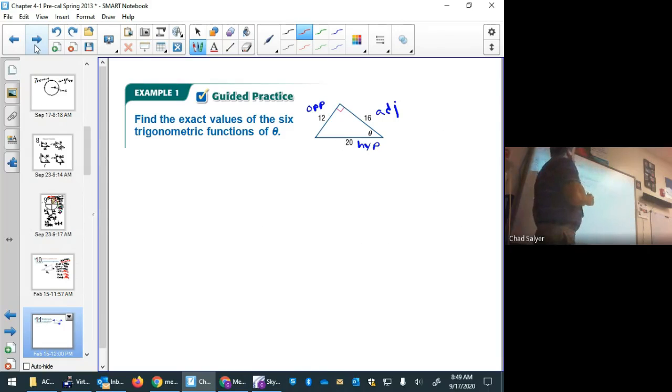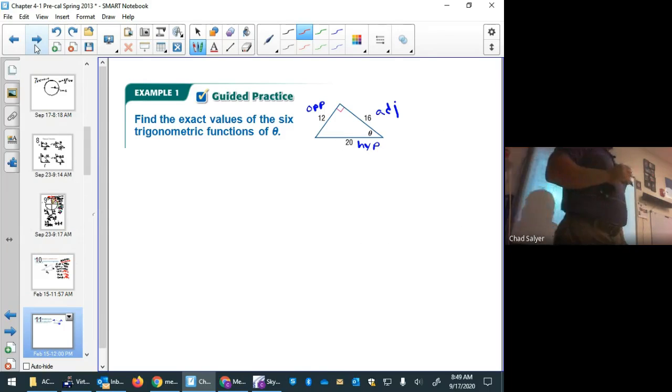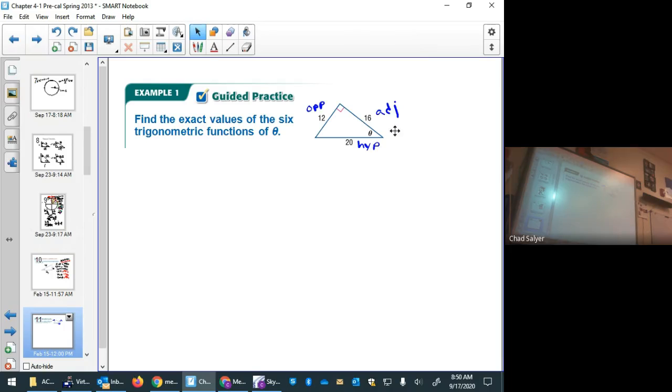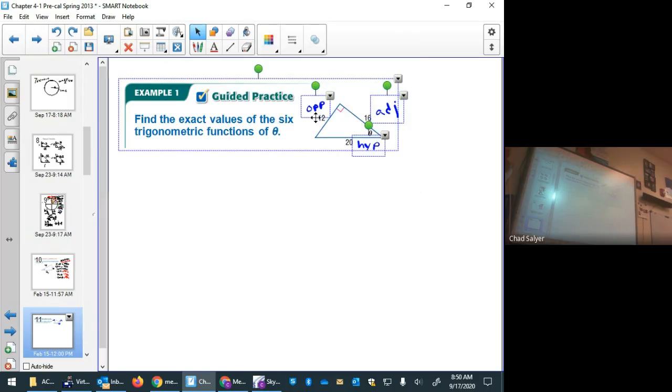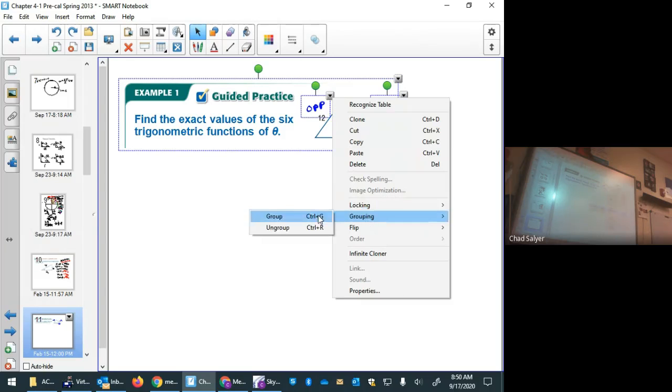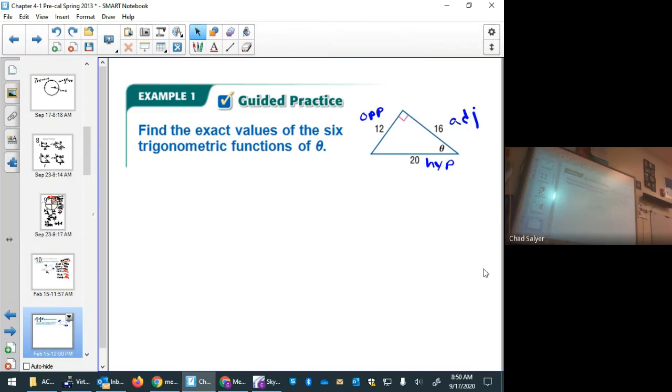So find the exact values of the 6 trig ratios here. This one's for you. I'll give you about 5 minutes. Well, say about 2 minutes to complete this one. That's too small. Let me enlarge. Computer, enlarge. Just kidding. Boom.